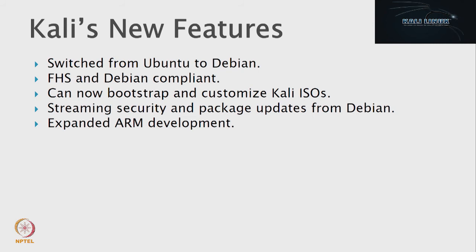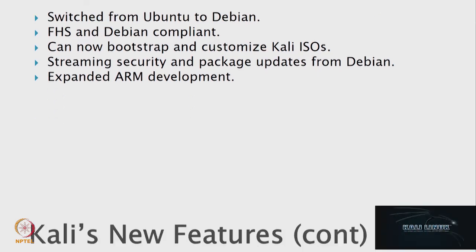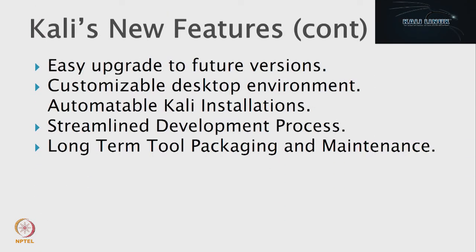Kali also has moved away from Ubuntu to Debian. It is now FHS and Debian compliant. It can now bootstrap and customize Kali ISOs. Streaming security and package updates are there from Debian, and you have expanded ARM development. All these are part of Kali's new features. Because of these new features, it has become easy to upgrade for future versions, and there is a customizable desktop environment. If it is there, then Kali installations can be automated. So as and when the version of Kali changes, automatically this will get updated in all the repositories.